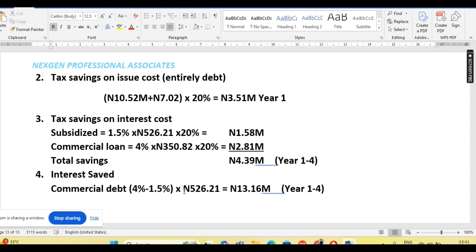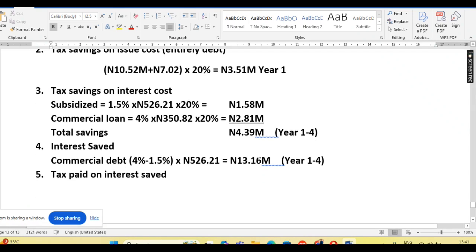Right. So what is the next step? Tax paid, right? Tax on interest saved. Of course, you pay tax on the amount of interest you save, times 20%. So what do you have? 2.63. Thank you so much.